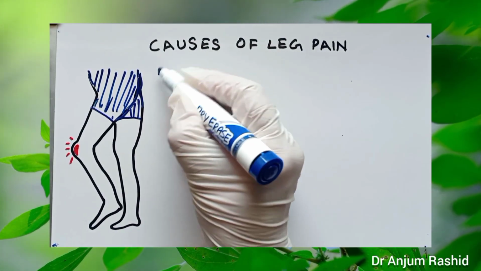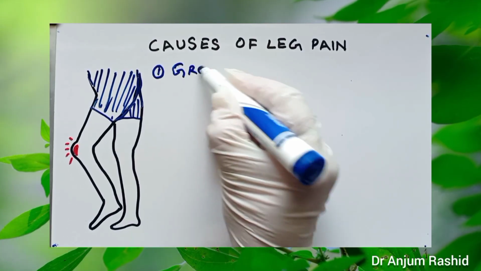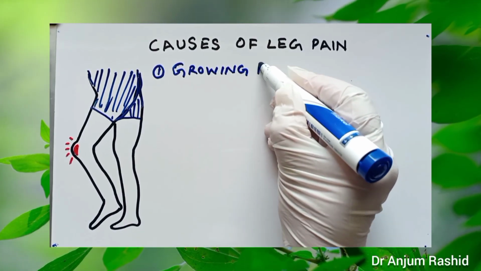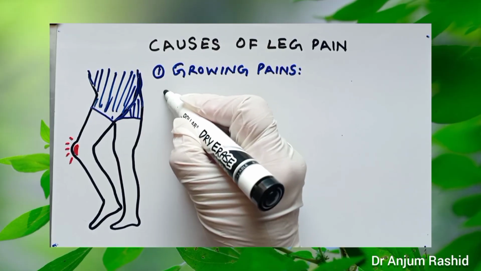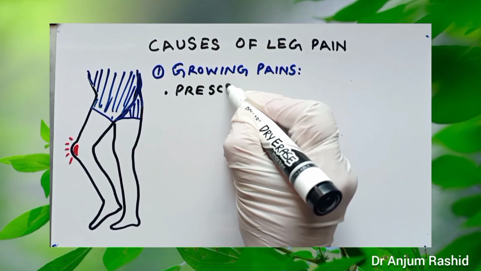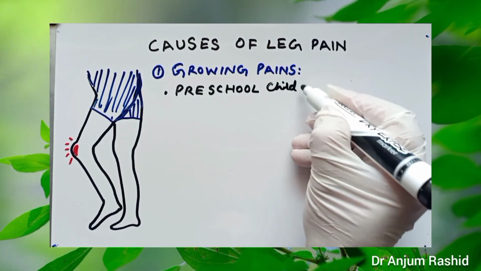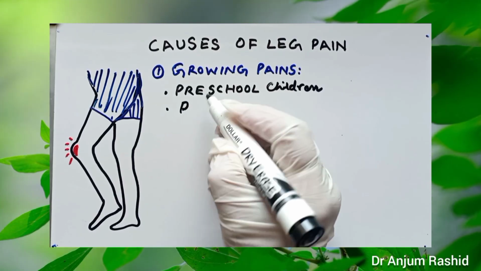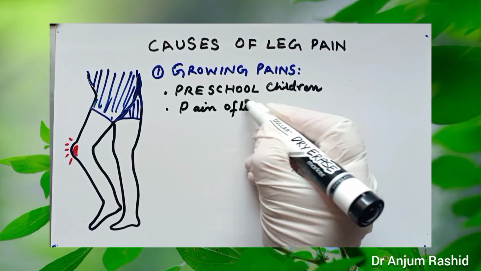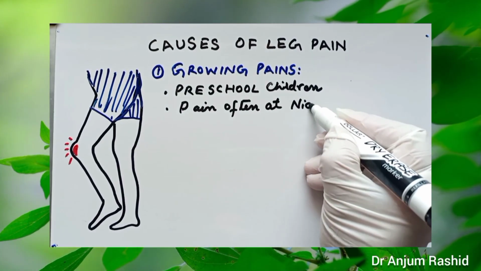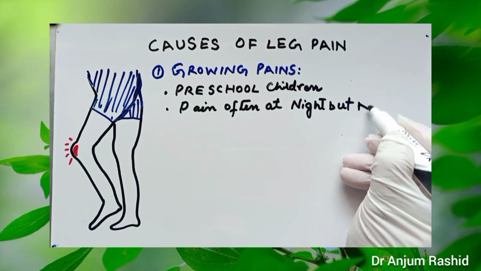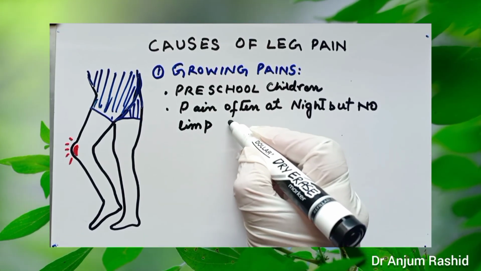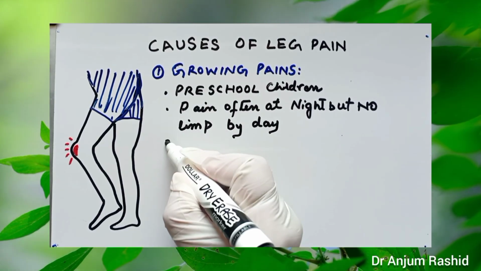First important cause is growing pains. Have you ever noticed your child complaining of leg pain, especially at night, but being perfectly fine by the morning? These are what we call growing pains. Despite the name, they aren't directly caused by the growth itself, but rather by muscle fatigue due to the day's activities. Growing pains usually occur in children aged 3 to 12 years.